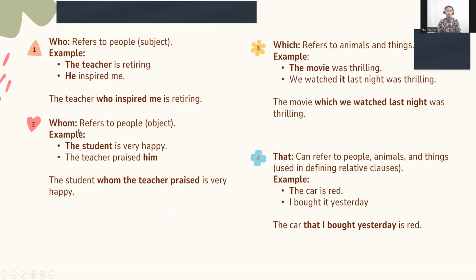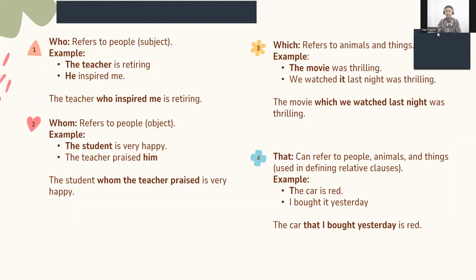And the second, whom refers to people as an object in a sentence. Example, the student is very happy. That's the first clause. The second clause, the teacher praised him. It becomes: the student whom the teacher praised is very happy. Whom the teacher praised is an adjective clause. Whom here changed the position of him in the sentence as an object.